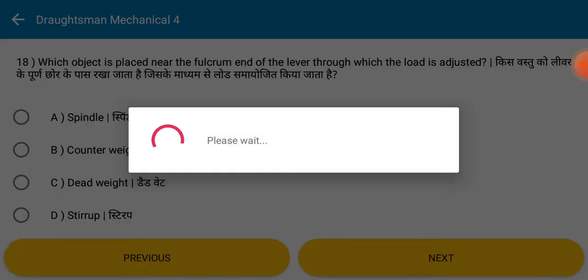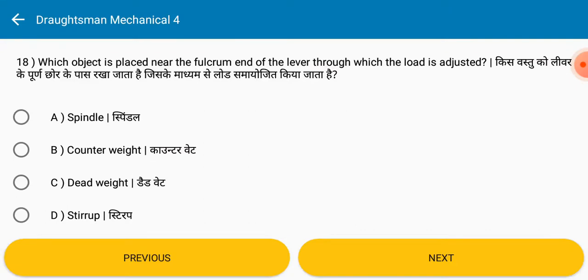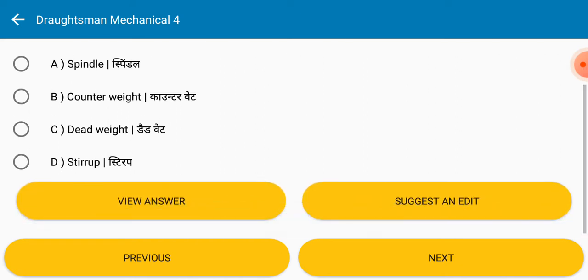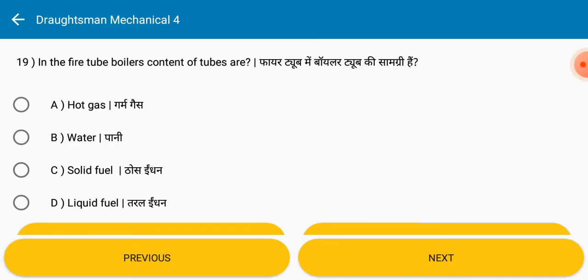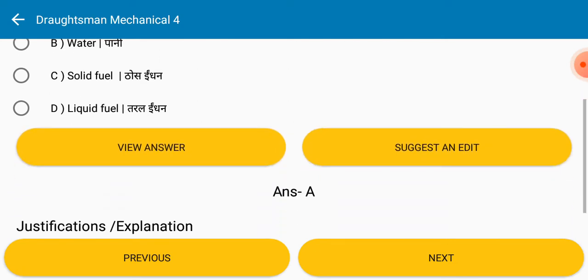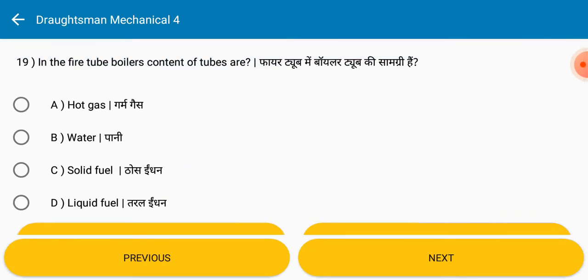Next question. Which object is placed near the fulcrum end of the lever through which the load is adjusted? Option number B is the right answer. Counterweight. Next question. In the fire tube boiler, contents of tubes are. Option number A is the right answer. Hot gas.